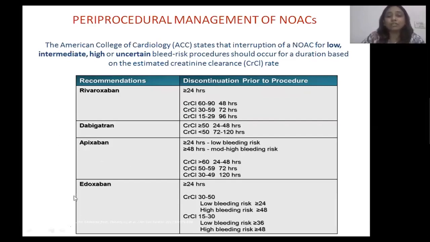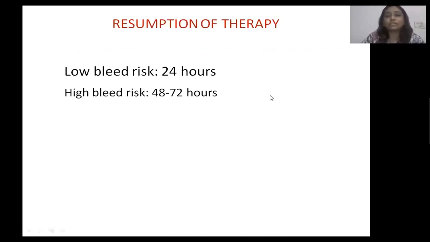As we can see, all these agents should be discontinued for at least 24 hours, and then based on the creatinine clearance of the patient, they can be discontinued for 42 hours to 96 hours prior to the procedure. Now, when can we give the next dose of the direct factor Xa inhibitor post the procedure? That depends on the bleeding risk of the procedure.